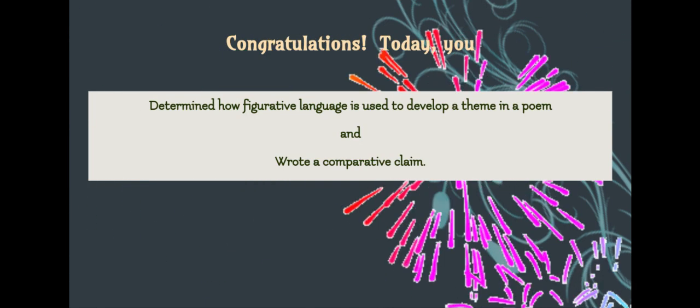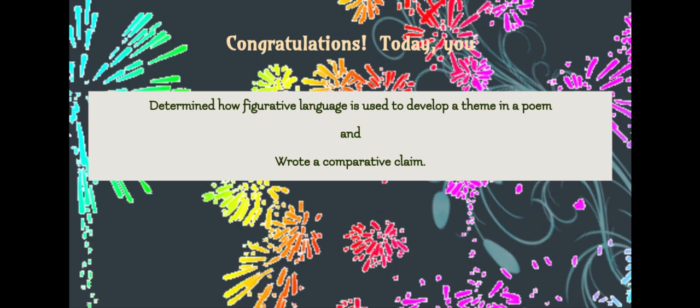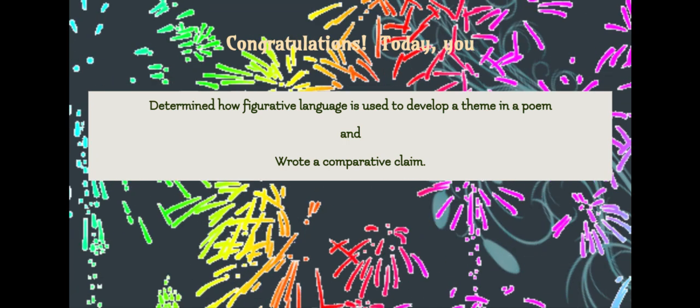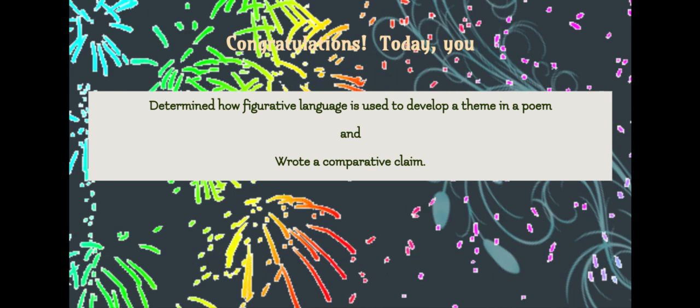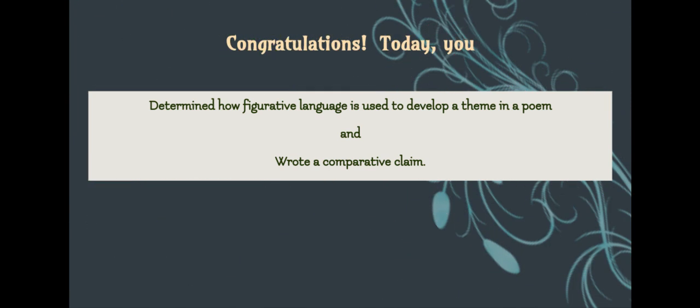Congratulations! You have completed Section 3, Lesson 6 of the Romeo and Juliet unit. In this lesson, you determined how figurative language is used to develop a theme in a poem, and you wrote a comparative claim.